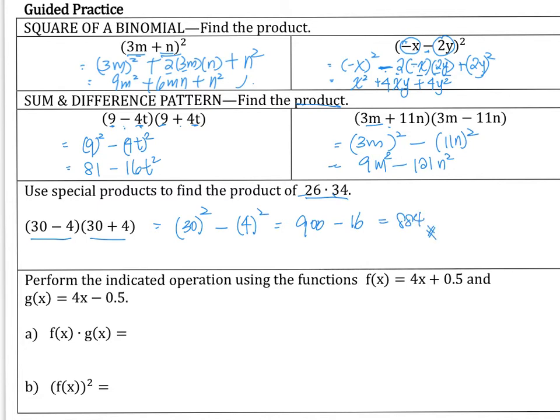And then in the bottom, we want to perform the indicated operation using the functions f of x equals 4x plus 0.5 and g of x equals 4x minus 0.5. And for the first one, they would like you to take the product of these two functions. So I'm going to go ahead and substitute in the functions for its binomials.